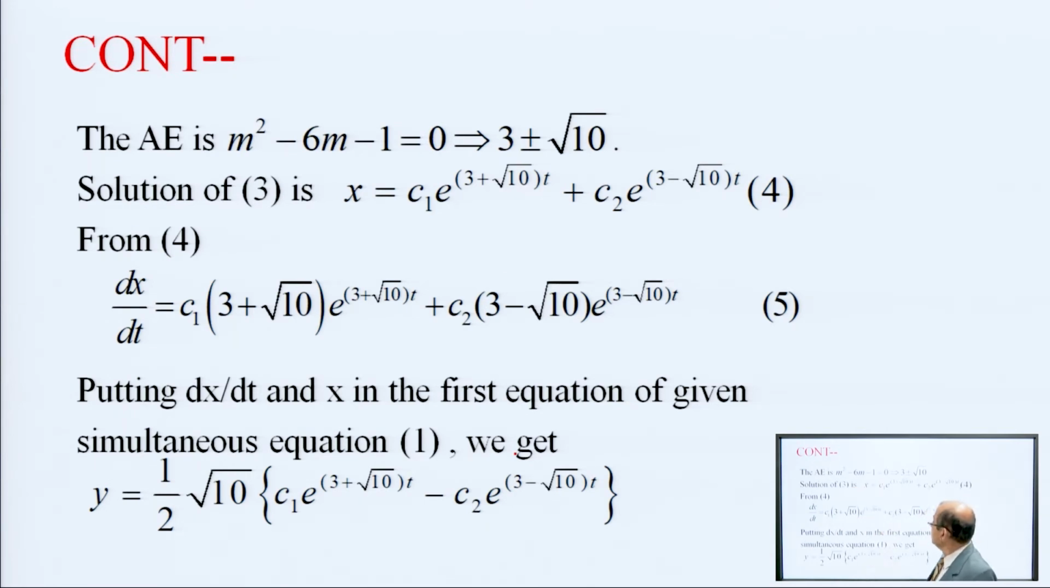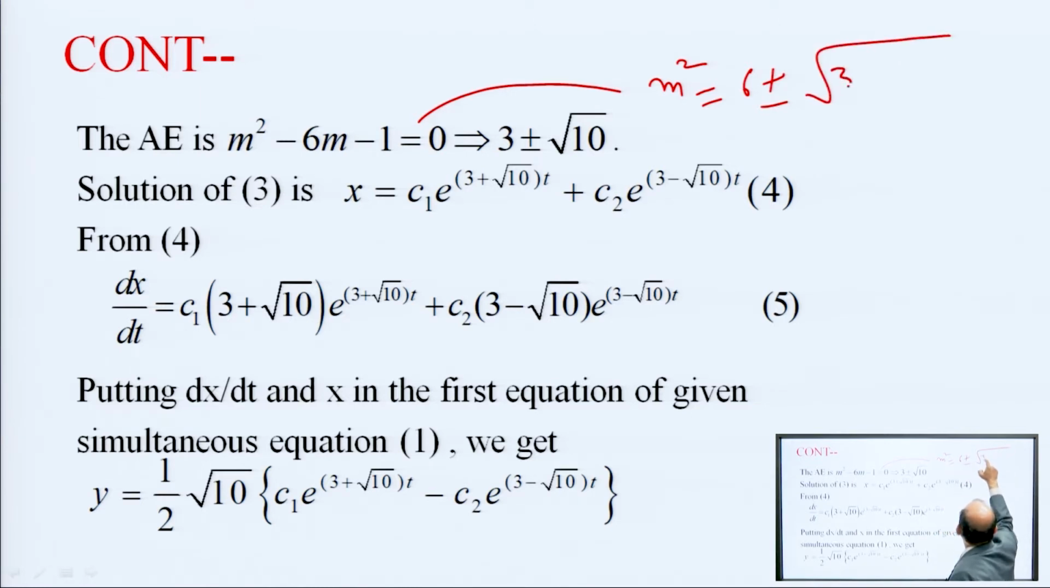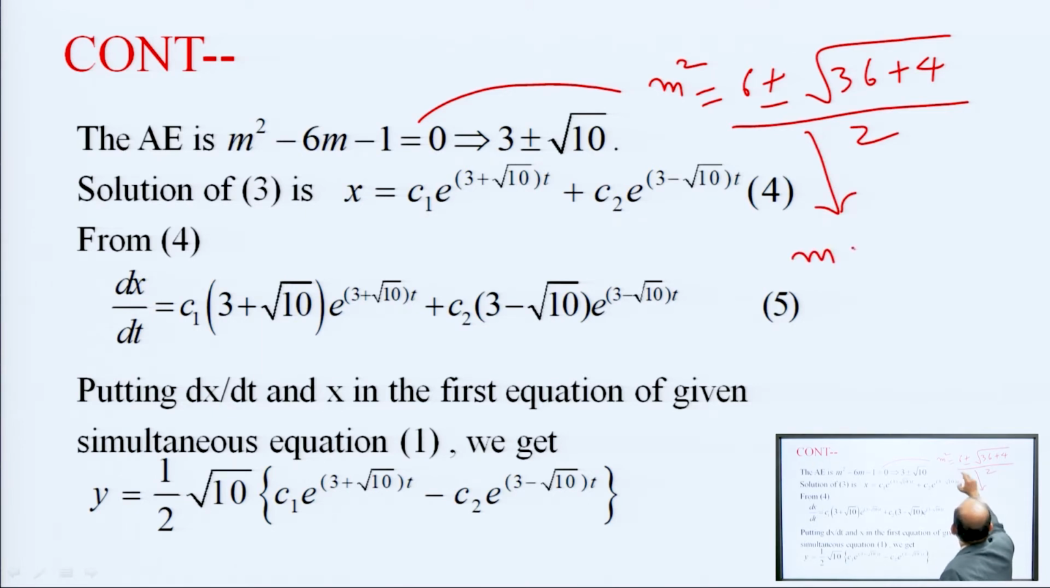The auxiliary equation is obtained by replacing d with m. m square minus 6m minus 1 is equal to 0. Means we get m equal to 6 plus minus the square root of 6 square minus 4ac, that is b square minus 4ac, which is 36 plus 4.